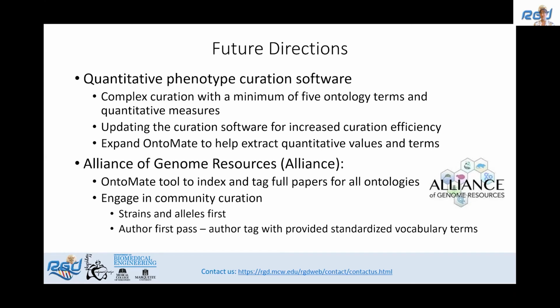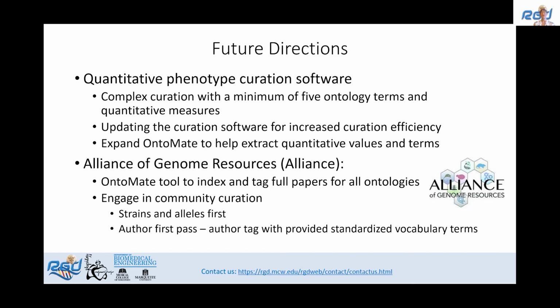And of course, the elephant in the room for Ontomate is that so far it's been limited to tagging abstracts, and so a main goal is to be able to utilize full paper tagging with Ontomate. We look forward to working with the Alliance of Genome Resources, as they're building a really nice corpus so that we can potentially test full tagging. But the advantage of that is because it's comprehensive and it has all the ontologies, it goes across species and so forth.